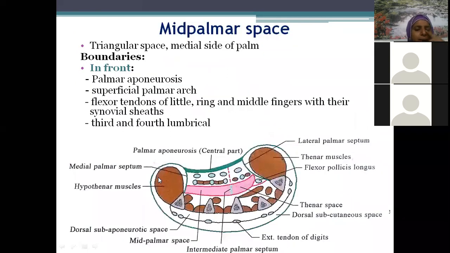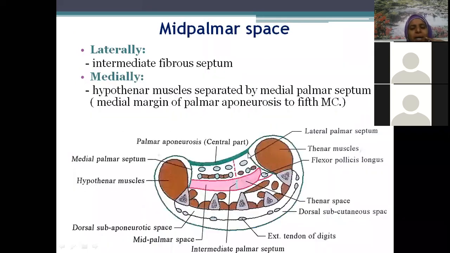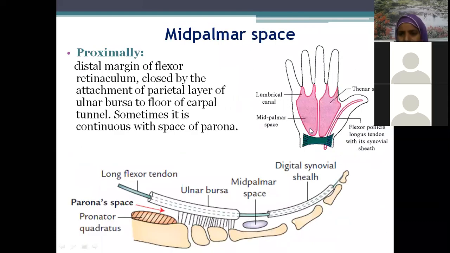Towards the medial palmar septum, what are the muscles we have? Medially, hypothenar. So medial palmar septum, and then we have the hypothenar muscles. That is the lateral boundary we saw, and the medial boundary we saw. Suppose this is the mid palmar space towards the little finger. This becomes proximal and this becomes distal. Between these two you will have the space, that is the mid palmar space.